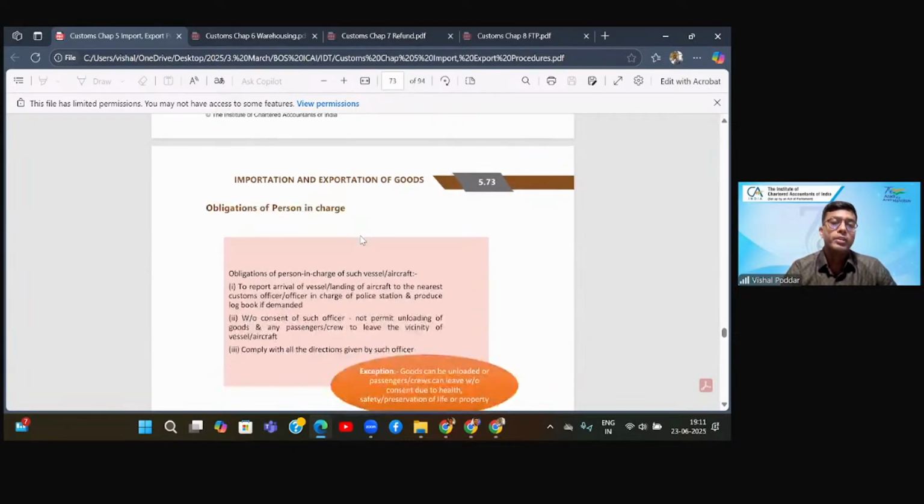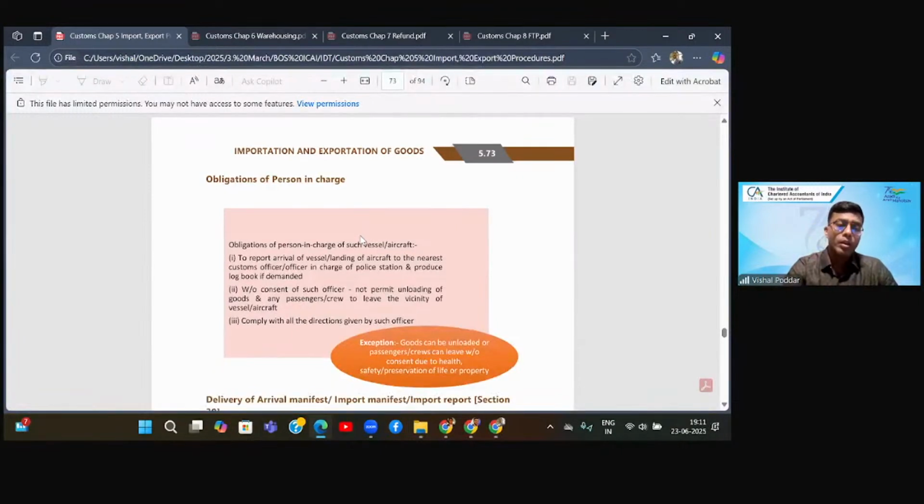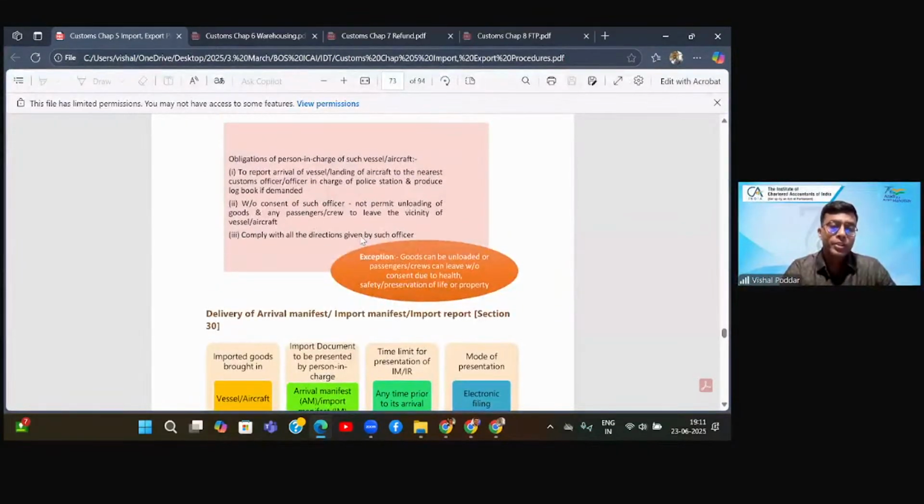But when it is landing at a non-customs port or airport place, then some additional responsibilities have been cast. What is this additional responsibility? Okay, we agree to this, that because of some emergency situation, we landed at a place which is not a customs nominated port or airport, fine.